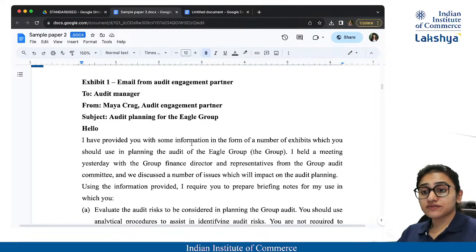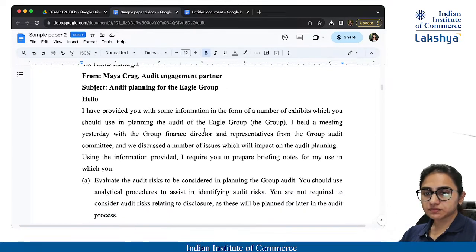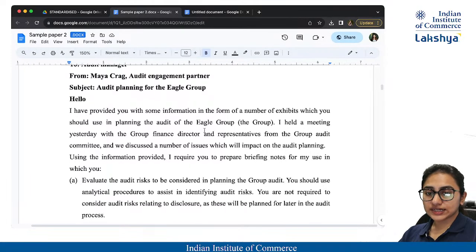What is the subject of that? Audit planning for the Eagle Group. I have provided you with some information in the form of a number of exhibits which you should use in planning the audit of Eagle Group, the group. I held a meeting yesterday with the Group Finance Director and representatives from the Group Audit Committee, and we discussed a number of issues which will impact on the audit planning.